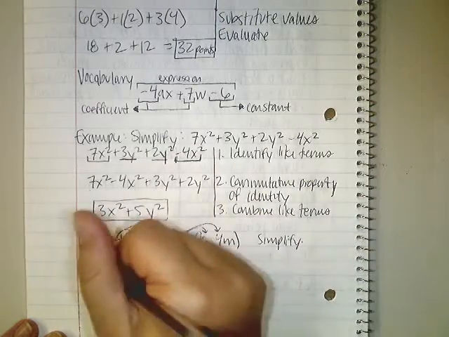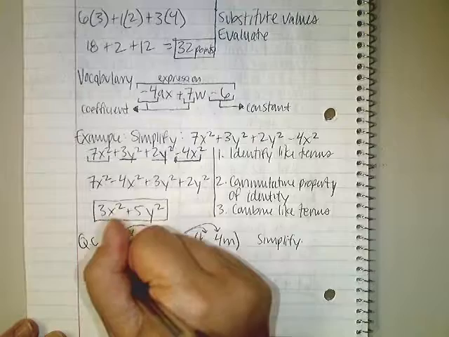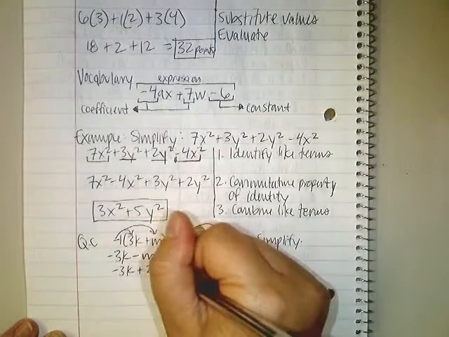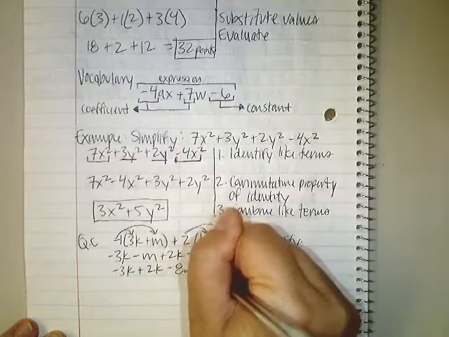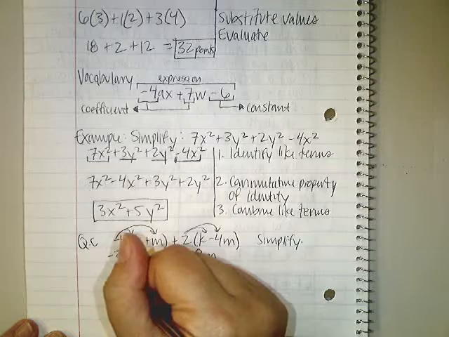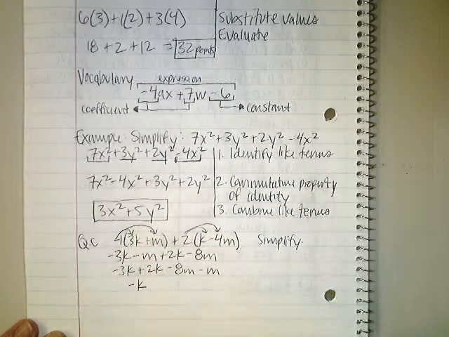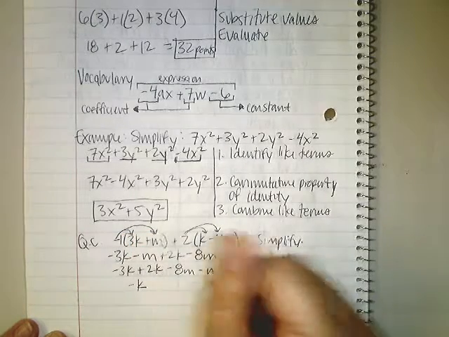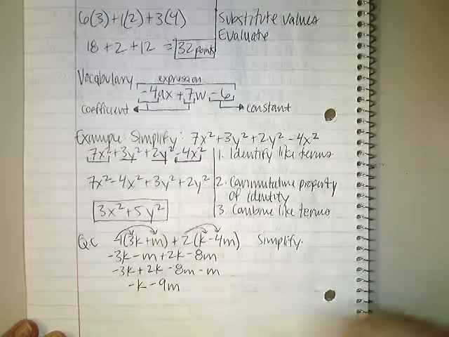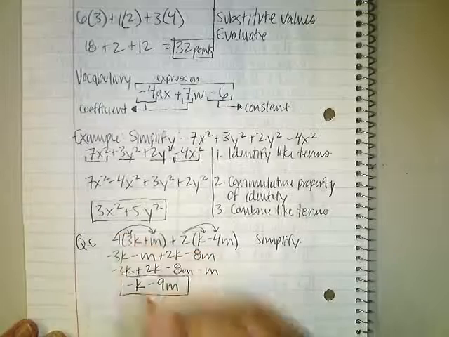If it helps, we can then rearrange using our commutative property of identity. So I can make -3k plus 2k minus 8m minus m. And then I combine my like terms. So -3 plus 2 is -1, which I can just leave as -k. And then -8m minus m is -9m. And that is my simplified expression.